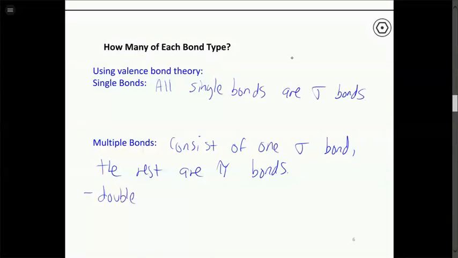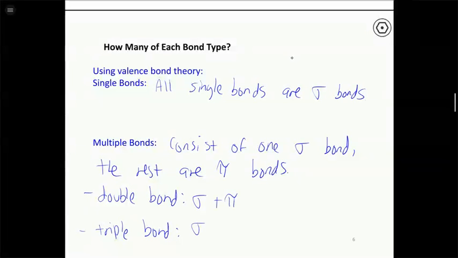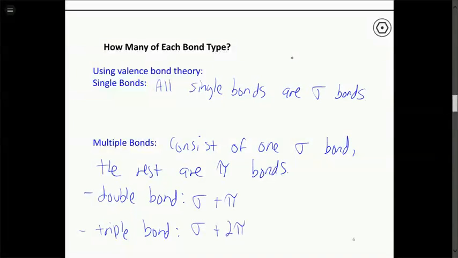So if we have a double bond, as we said, in a multiple bond, one of those bonds is a sigma, and the rest are pi. A double bond only has 2 bonds, so it's going to be 1 sigma and 1 pi to form a double bond. And then if we have a triple bond, you're going to have 1 sigma, and then the other 2 bonds are both going to be pi. A sigma and 2 pi bonds makes a triple bond. As we've already talked about, double bonds means you're sharing 2 pairs of electrons. Triple bonds means you're sharing 3 pairs of electrons.